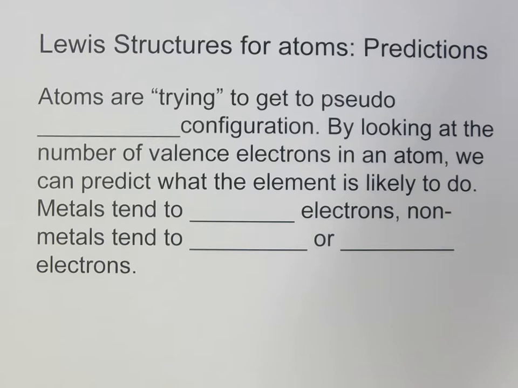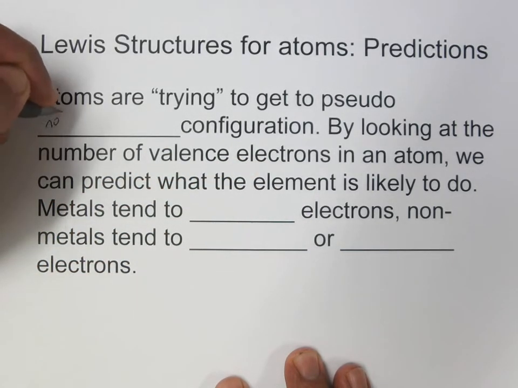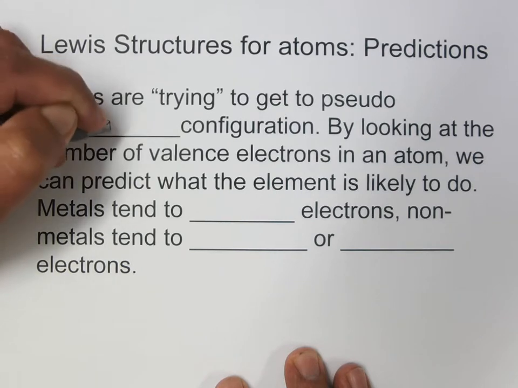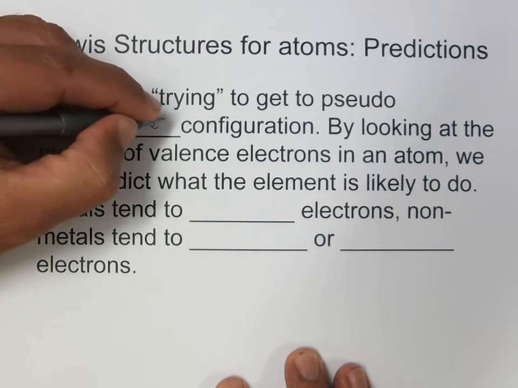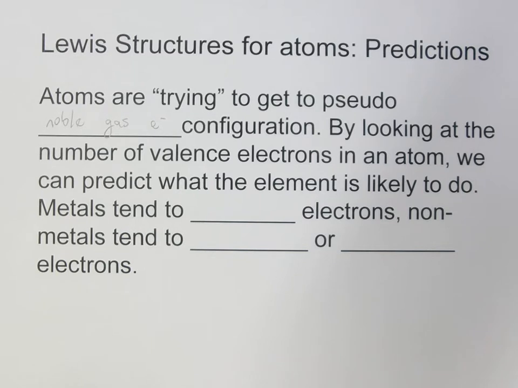One of the things that a lot of people do is they think about what atoms are trying to do as if atoms have wills and goals. So in that phrasing, atoms are trying to get a pseudo noble gas electron configuration. What that means is that the noble gases are stable with the number of electrons they have and the electron configurations they have, and if some other species could be similar to the noble gas electron configurations, it too would be stable.